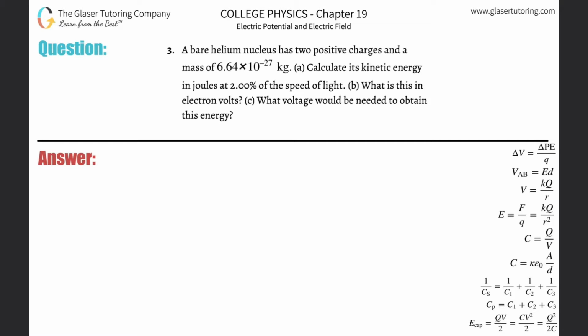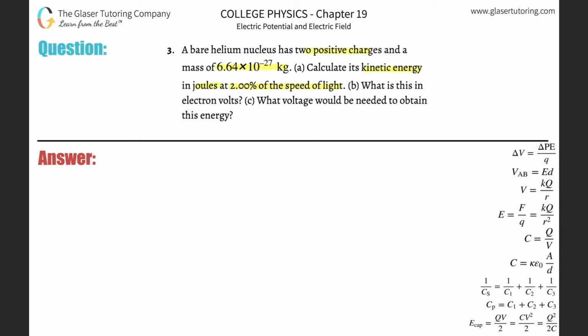Number 3. A bare helium nucleus has 2 positive charges and a mass of 6.64 times 10 to the minus 27 kilograms. Letter A. Calculate its kinetic energy in joules at 2% of the speed of light. Okay, so first of all, what is 2% of the speed of light? What would that speed be?